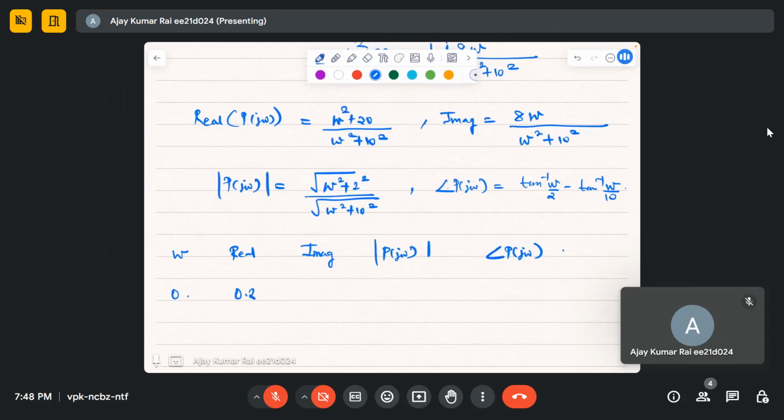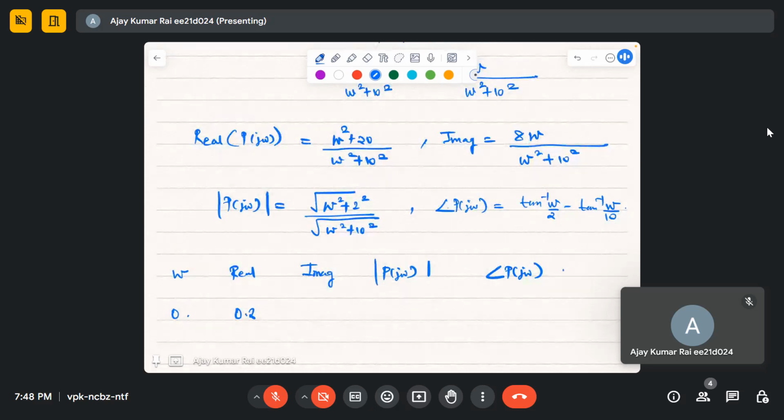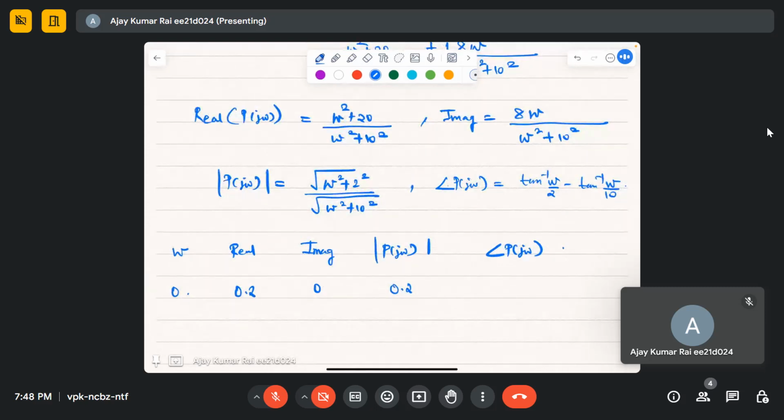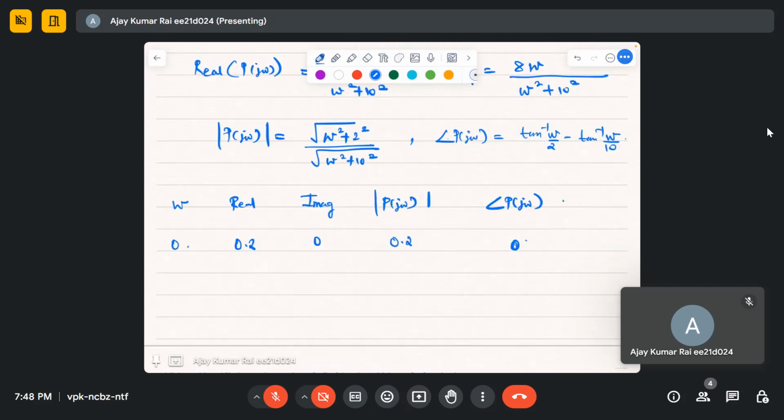So 0.2 is the real part. The imaginary part is 8 into omega by the denominator. So 8 into 0, you get 0. And the magnitude you'll get is 0.2, right? Imaginary part is equal to 0. So what is the angle you'll get? Again, omega is equal to 0. So tan inverse of 0, you'll get 0.